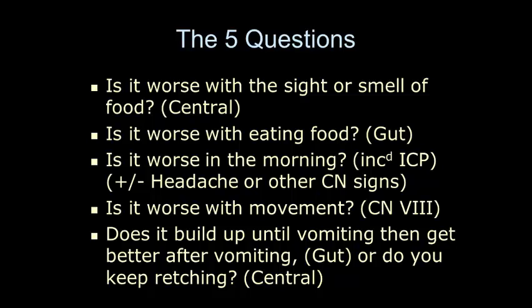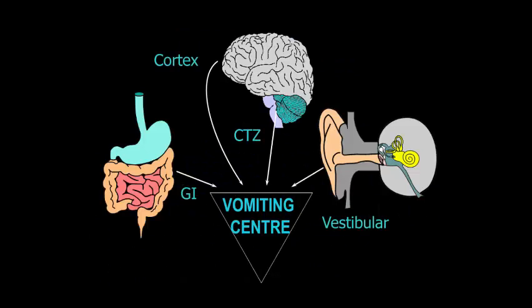Is it worse with movement, which means it's most likely cranial nerve 8? And does it build up until you vomit and then get better after you've vomited, which is likely to be from the gut? Or you just keep retching and keep vomiting and vomiting until you've got nothing left to vomit, and that's central nausea. So again, if you want to go into that in more depth, go back to second year.